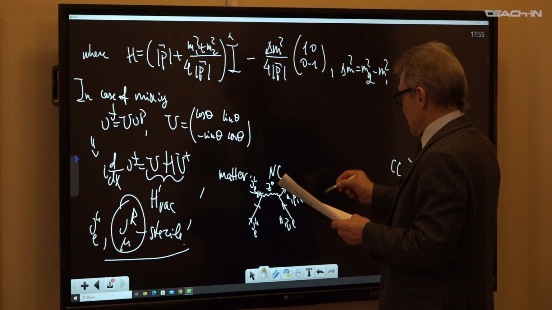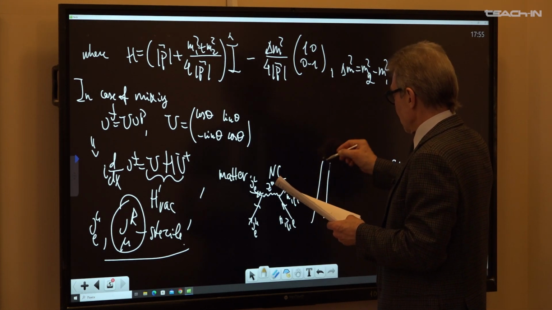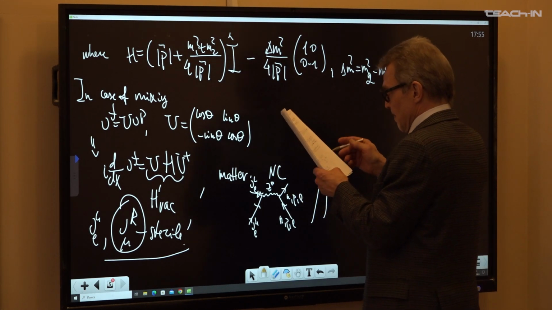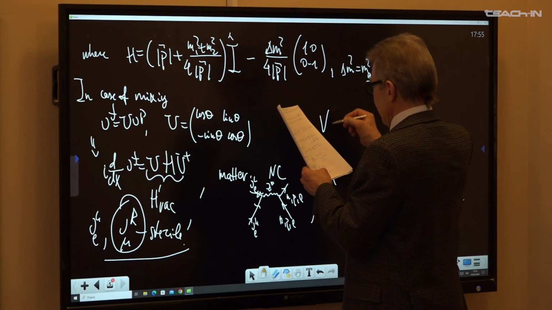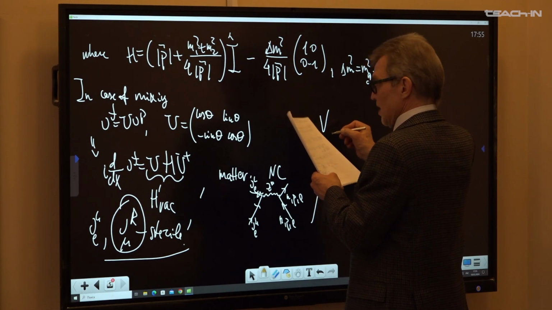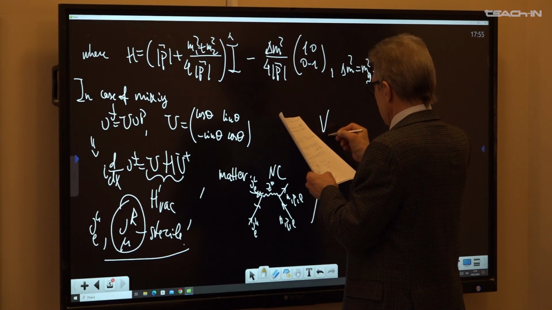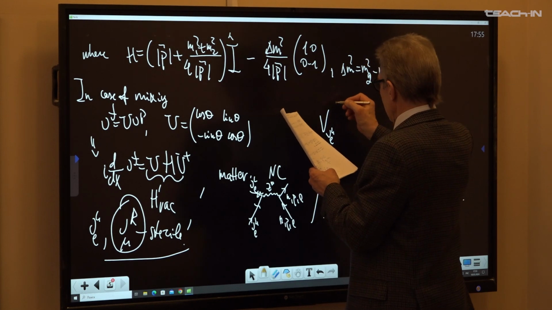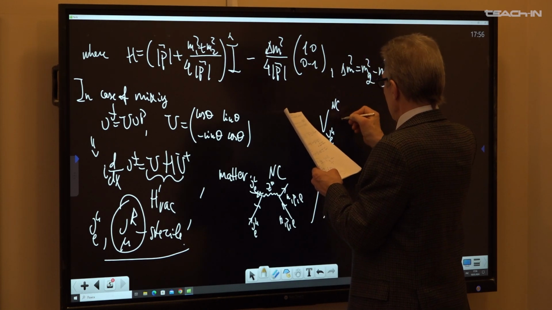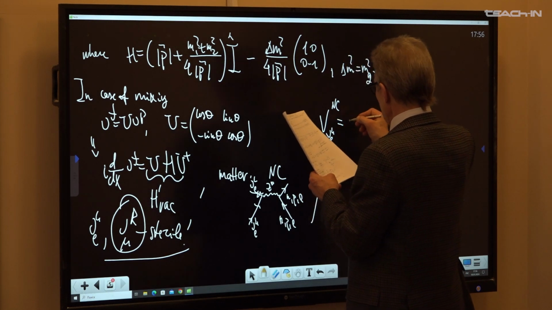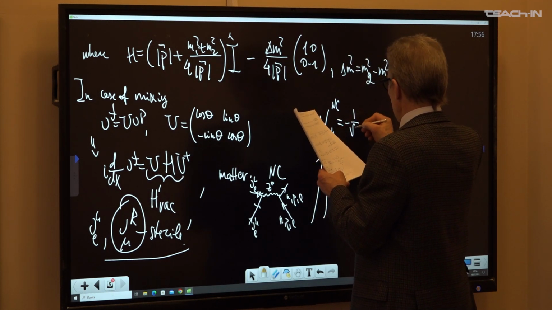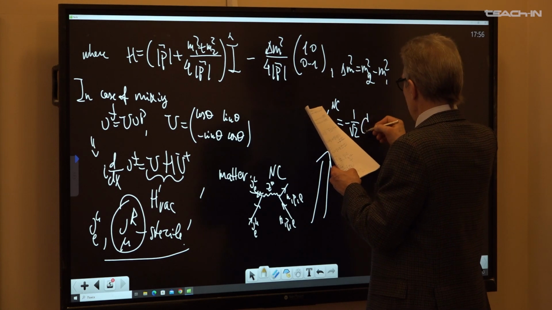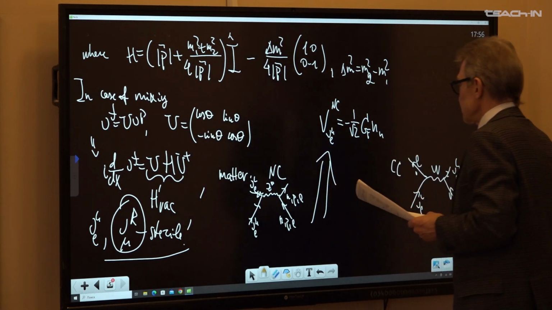So, just to sum up what I have discussed, we can write that the effective matter potential for the electron left neutrino due to neutral current interaction is 1 divided by square root of 2 times the Fermi coupling constant times the number of neutrons.